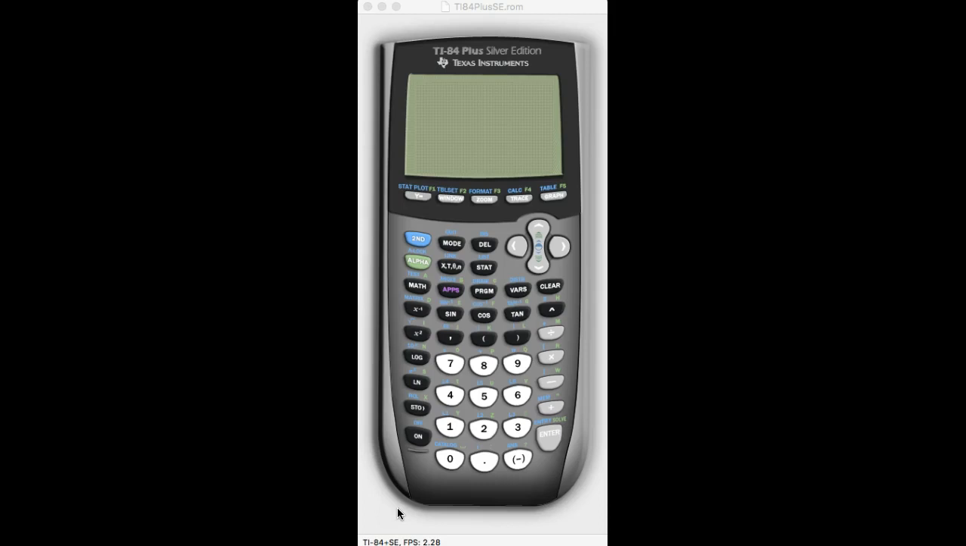So the first thing we want to do is enter the list. Does everybody agree with that? We're going to enter the data points. To enter the data points, everything is under statistics, which is the stat button. So everybody hit the stat button.